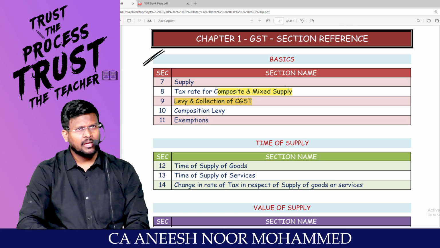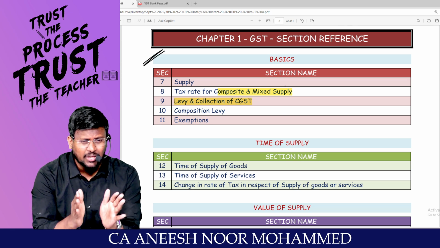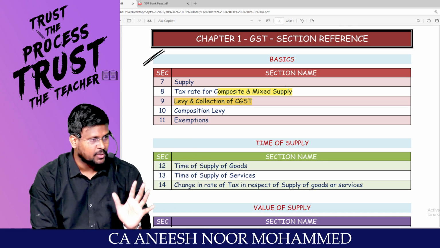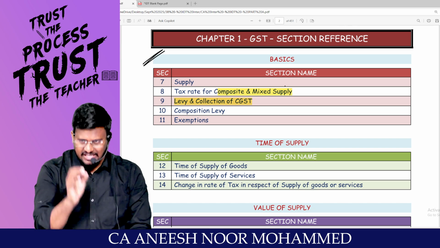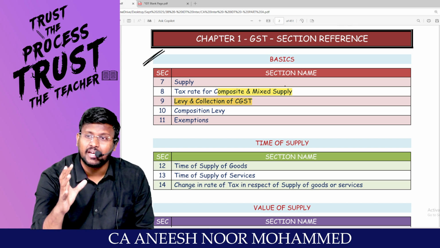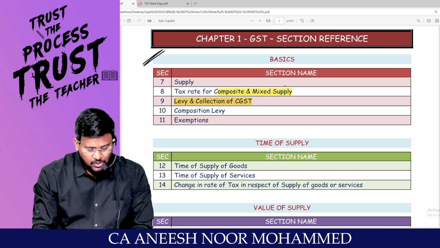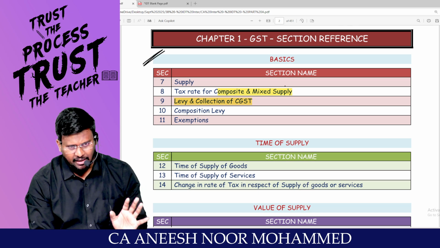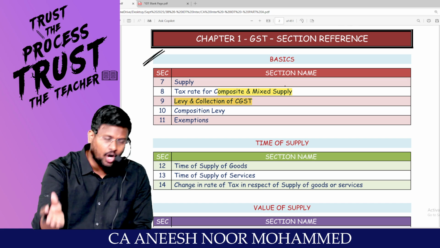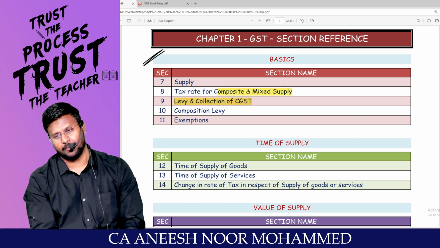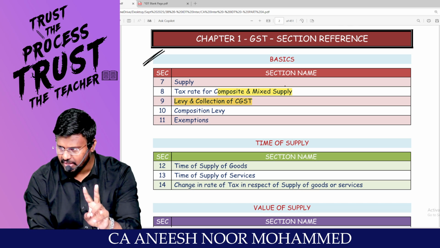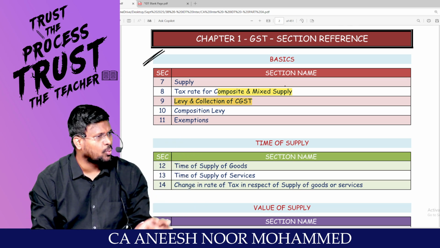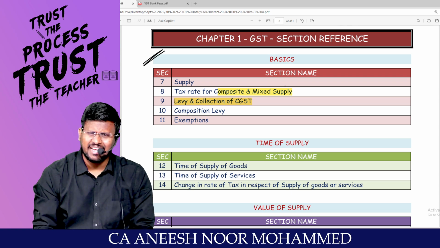Sir, I am not interested in traveling through the normal route. I want to travel through the presumptive taxation route, the same way we have the composition levy. That is section 10. So either a taxpayer can travel through the section 9 route or the section 10 route, as the case may be. There are 2 routes in GST: one is section 9, levy and collection of CGST, or section 10, composition levy.